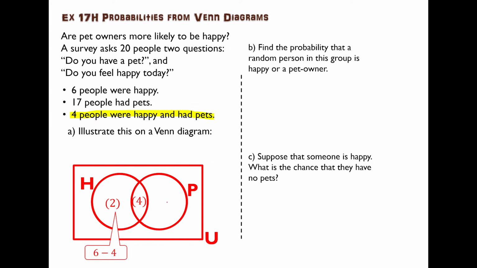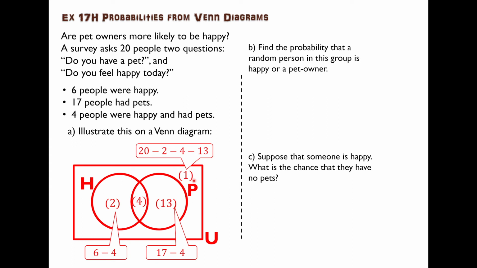We can do the same thing over this side to figure out how many people have pets but are not happy. And that's 17 take 4, which is 13 people. Finally, we can figure out how many people are neither. They're not happy and they don't have pets. Well, we know that there are 20 people in the whole rectangle, minus 2 of them are here, minus 4 of them are here, minus 13 of them are here. How many are left here?